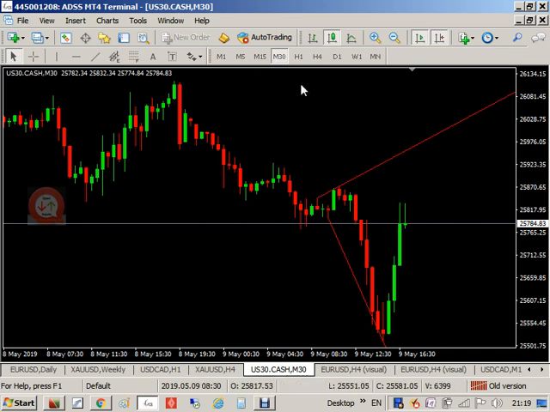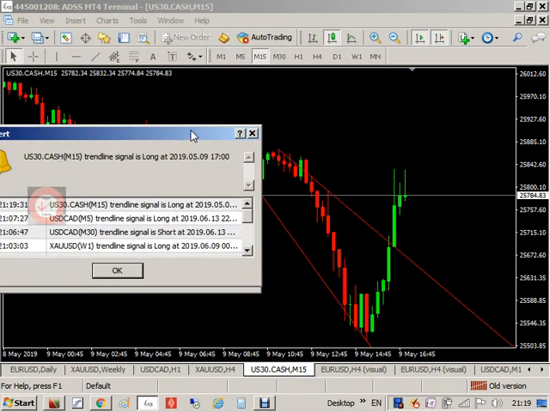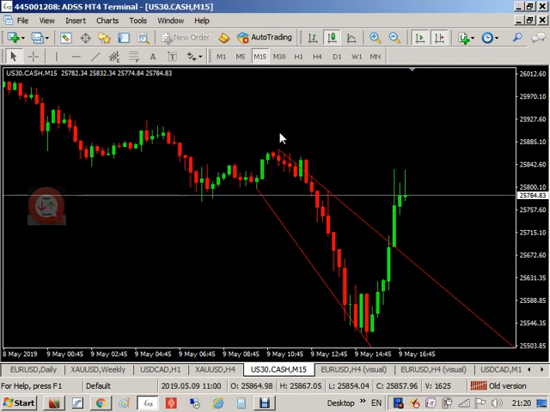This is 30 minutes, and this is 15. Yeah, 15 minutes showing a buying signal, as you see here, Dow Jones 30, signal long, and this is last Thursday, 9 of May. No, just a minute, this is 15 minutes, so it was the 5th, just a minute, let me refresh.